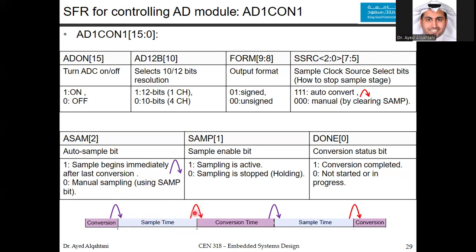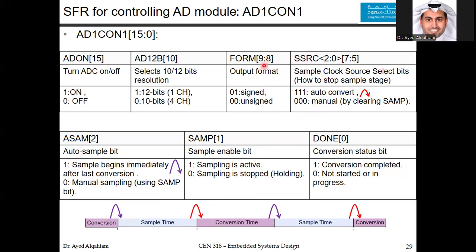If you want to go directly to the conversion after you sample, you should make this value 111. In all the applications that I've done, I always use auto convert. But for any reason, if you want to have some control over the timing, you can make it manual.